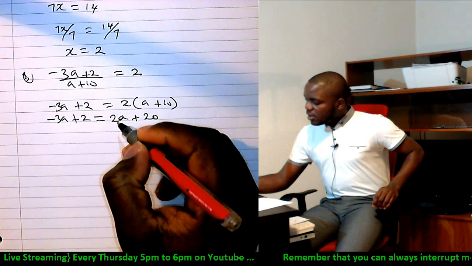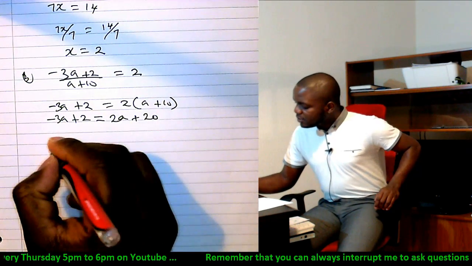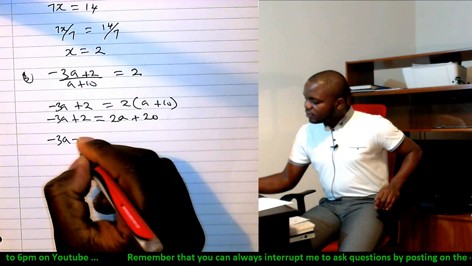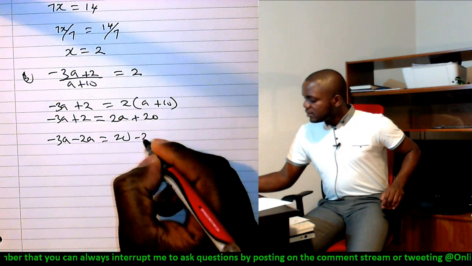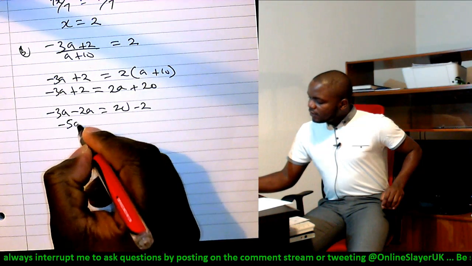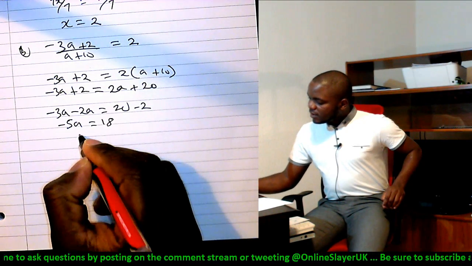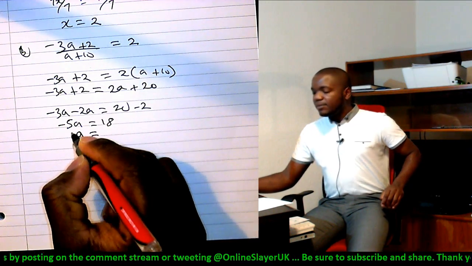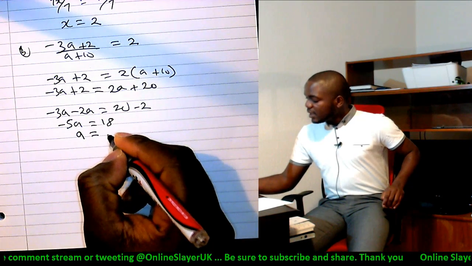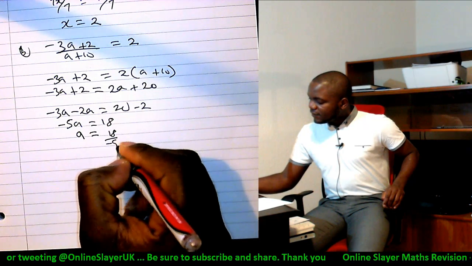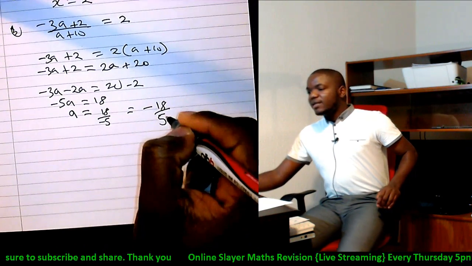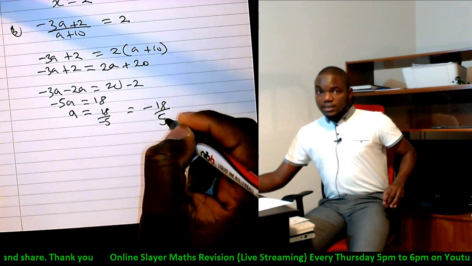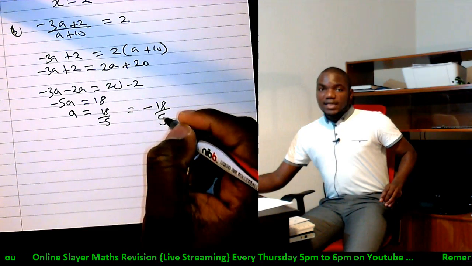Now let's bring all the a's to one side. So it becomes minus 3a minus 2a equals 20. You subtract 2 from both sides. Minus 5a equals 18. And therefore a will be, divide both sides by minus 5. And that becomes 18 over minus 5, and it's the same thing as minus 18 over 5. And like I told you, it's not the best to leave your answer in an improper fraction.